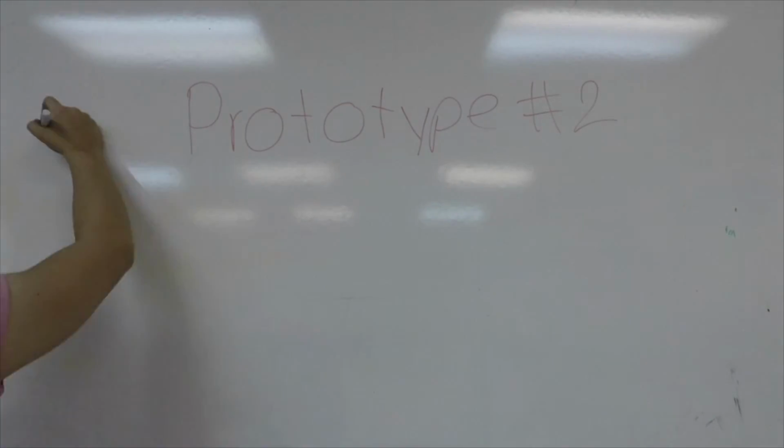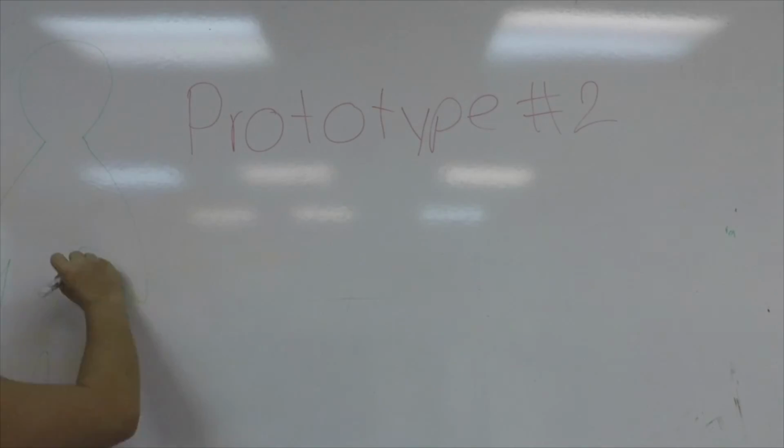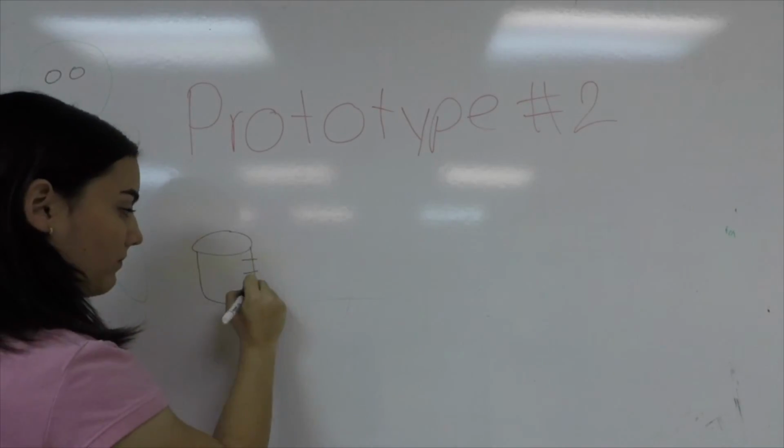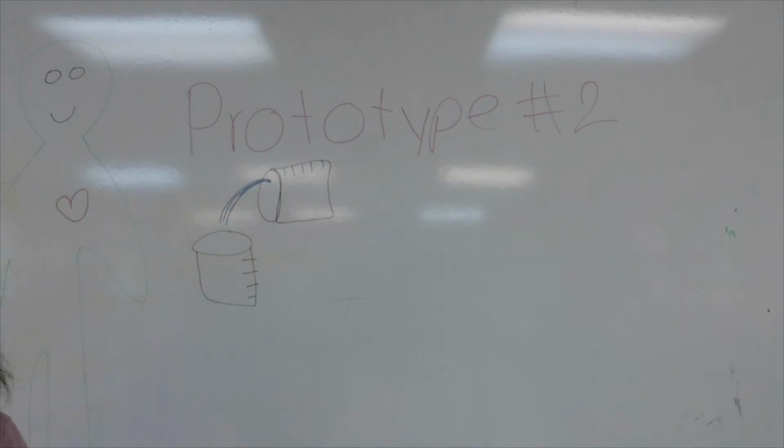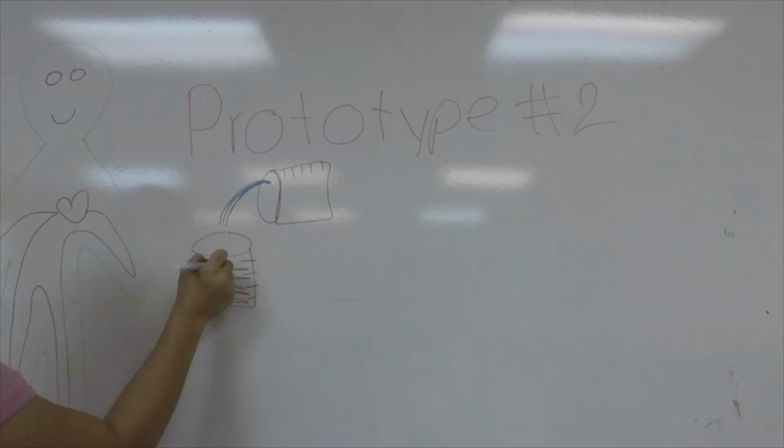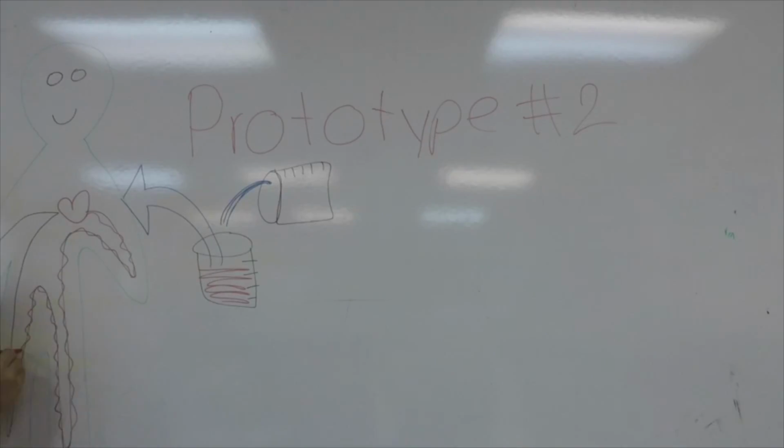Prototype number 2 is about a real-size model. To make it creative, we will use 2 chemical substances to create the blood. This body will work to explain how the blood travels throughout all the body and the circulatory system.